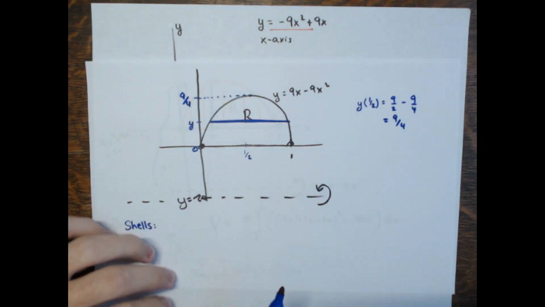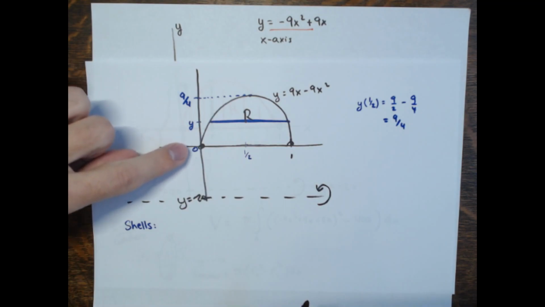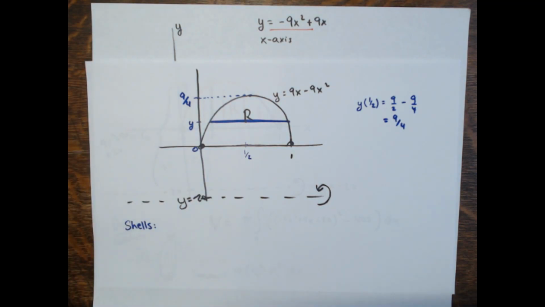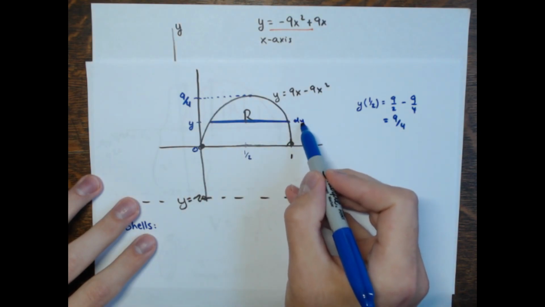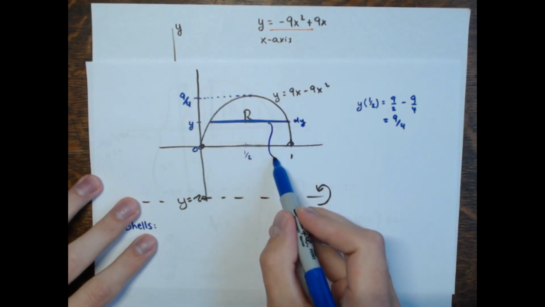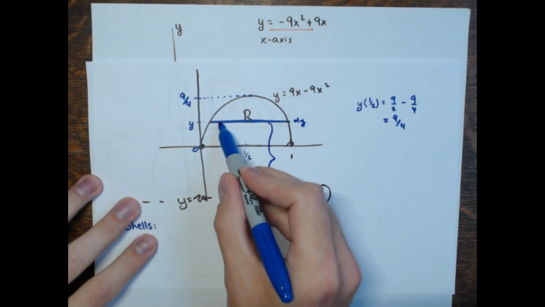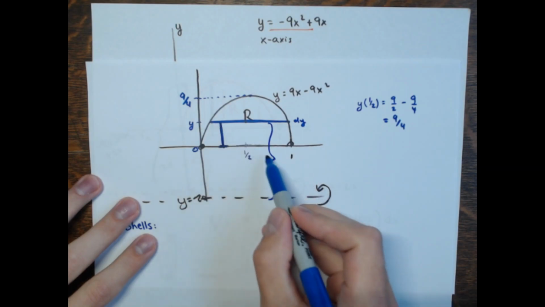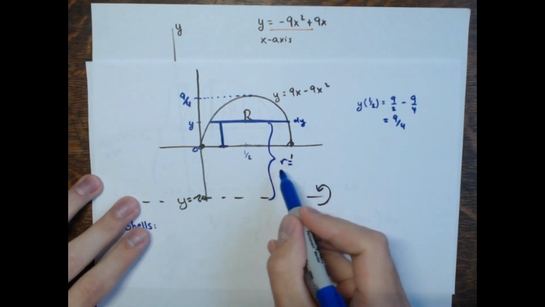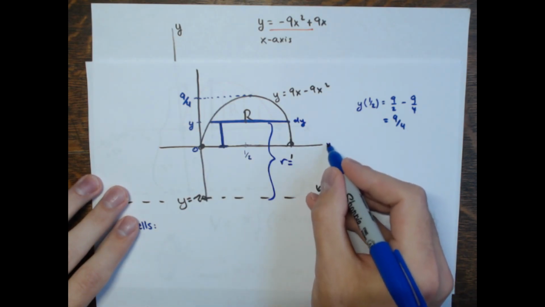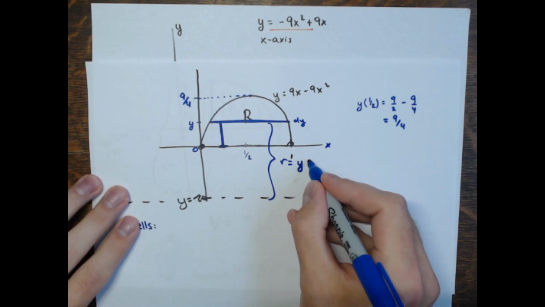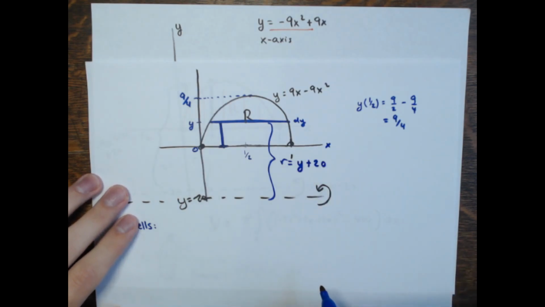So the top, I'd be doing this shell stuff for every y coordinate from 0 to 9 quarters. And the thickness is dy, and the radius, right? The radius is the y coordinate that I picked, that's this distance here, plus 20. Right, because I'm rotating around this line that's 20 units further than the x-axis. So y plus 20, cool.